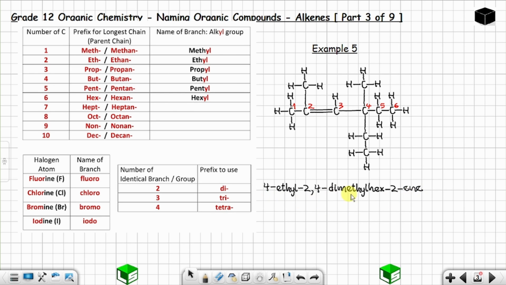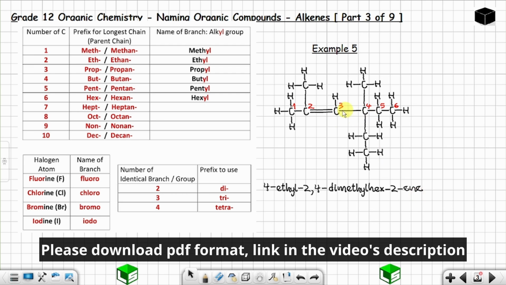So this is the full name of this organic compound.